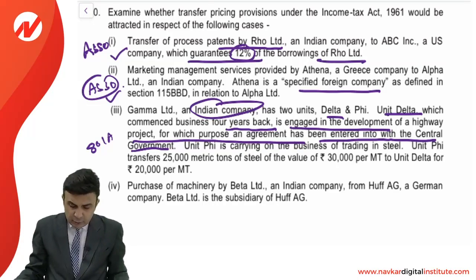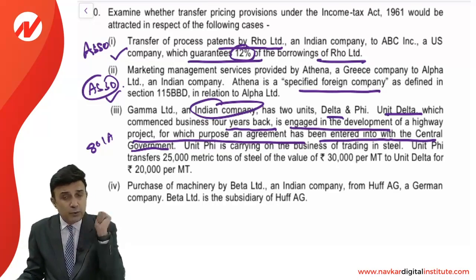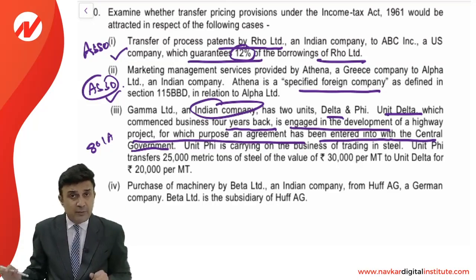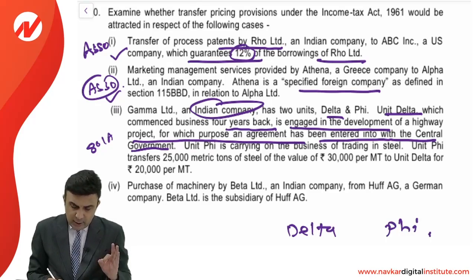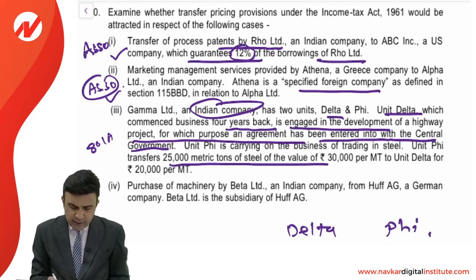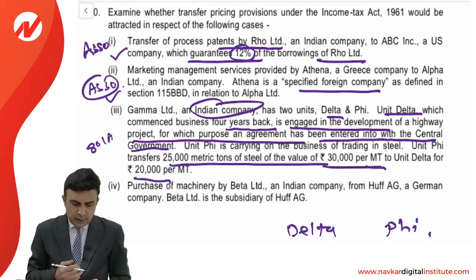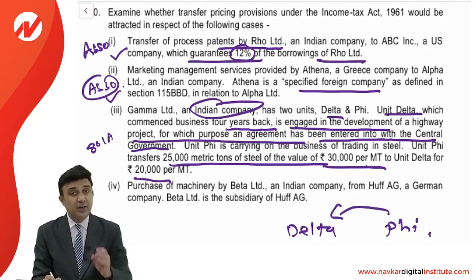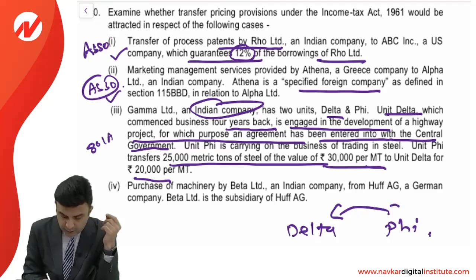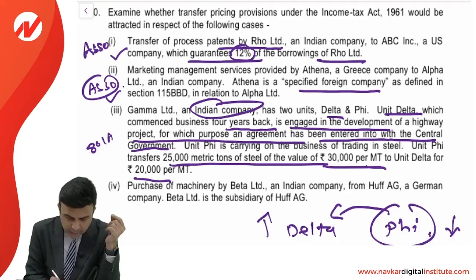Unit Phi is carrying on the business of trading in steel, meaning thereby unit Phi is not eligible for any benefit. Now you have 2 units. You have Delta unit eligible, you have unit Phi not eligible. Unit Phi transfers 25,000 metric ton of steel for the value of 30,000 per metric ton to Delta for 20,000 per metric ton, meaning thereby Phi has transferred to Delta steel at a lower price to keep the profit of Phi lower and Delta higher.